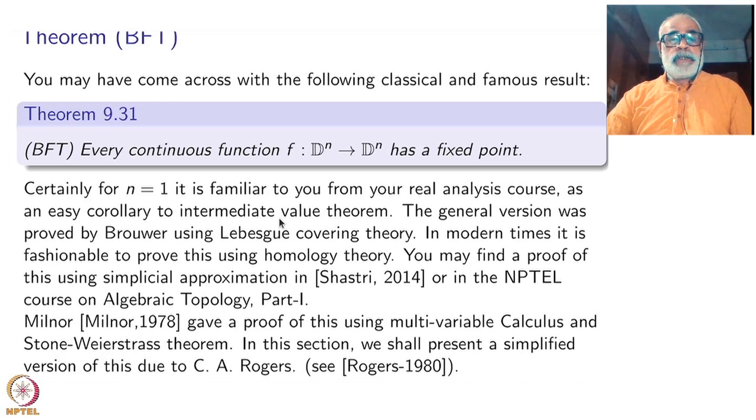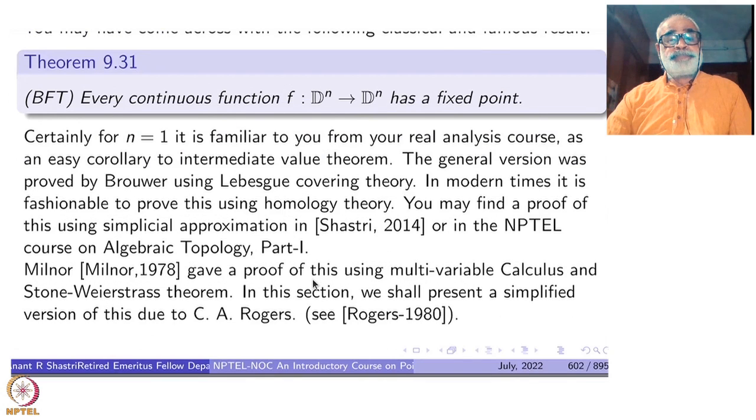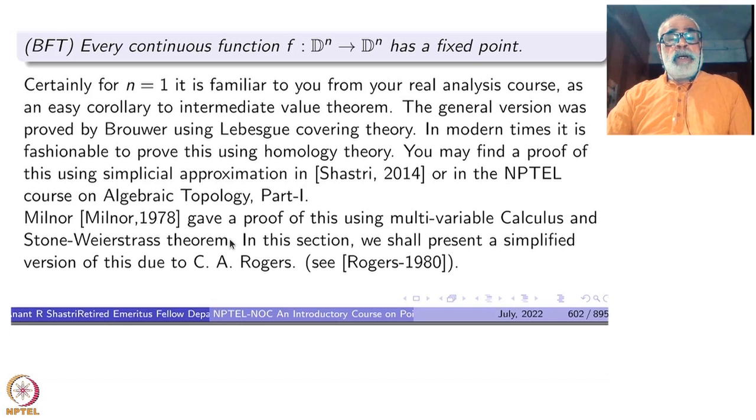The general version was proved by Brouwer using Lebesgue covering theory. In modern times, it is fashionable to prove this using homology theory. You may find a proof of this using simplicial approximation in my book, for example, or in the NPTEL course on algebraic topology part 1. Milnor gave a proof of this using just multivariable calculus and the Stone-Weierstrass theorem.